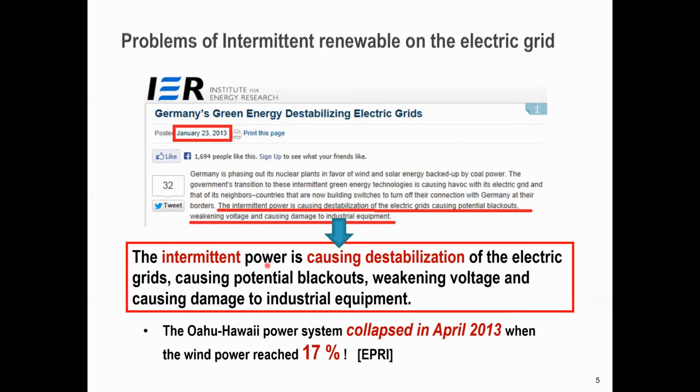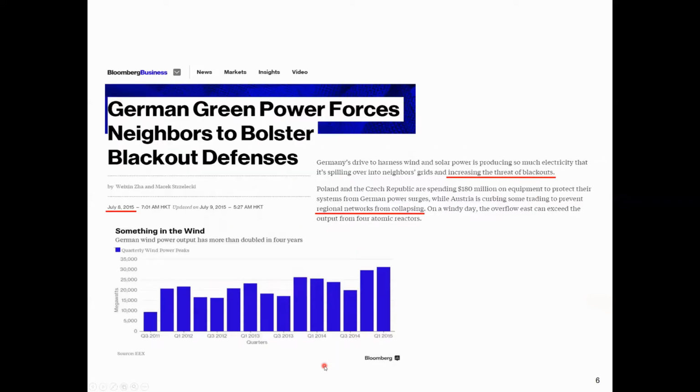Okay, so they are potential threats to the power stability that may end up in blackouts and damage of industrial equipment. As a matter of fact, in year 2013, the power system in Hawaii collapsed when the wind power reached only about 17%. And in another report, it also indicates that the instability issue from the German grid is now exporting to the neighboring country. Okay, so Poland and the Czech Republic are spending more money to protect their power system from the German power surges. Okay, so we can see intermittent nature of wind and solar power could cause instability to the power system.